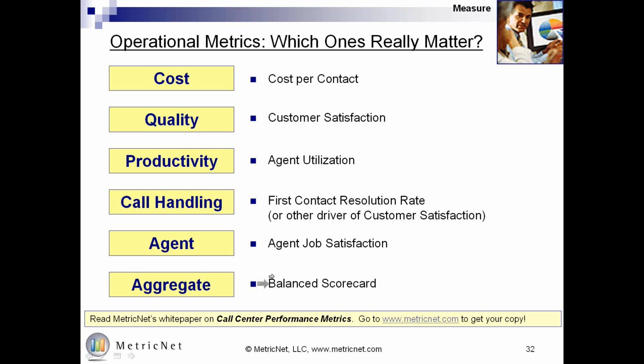The sixth metric, or the fifth metric, is the balanced scorecard. This is really an aggregate metric. I'm going to explain this momentarily, but essentially it rolls together a series of other key performance indicators that are important in the call center, and it creates a single overall indicator of your performance.